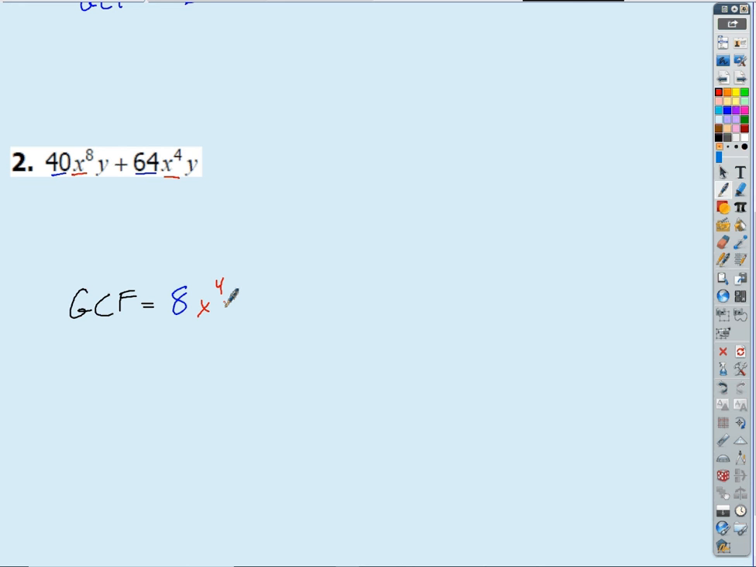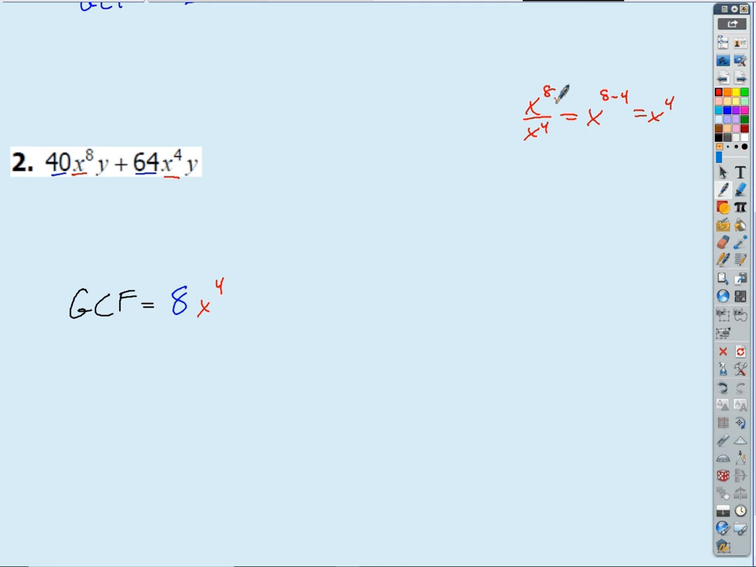How do we know that? Well, think about it this way. What is x to the 8th divided by x to the 4th? Let's remind ourselves how that works. X to the 8th divided by x to the 4th is x to the 4th, because when we divide like bases, what do we do to the exponents? We subtract. Good. So we get x to the 8 minus 4, which is x to the 4th. So it does divide evenly into x to the 8th, and it also divides evenly into x to the 4th.